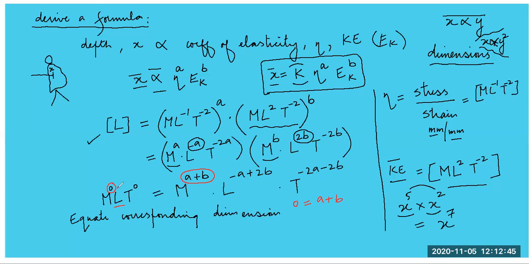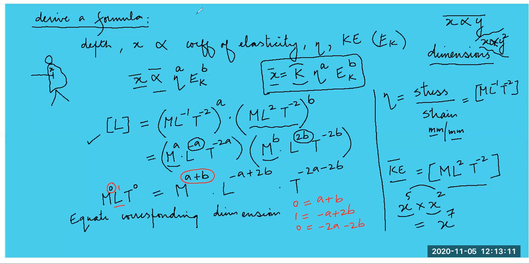Second equation: now equate the powers of L. What is the power of L here? 1. So 1 should be equal to minus A plus 2B. Perfectly right. And the third equation is 0 is equal to minus 2A minus 2B. Okay, please write down, Jasmine, and I'm going to shift to the next page. Then you repeat them.